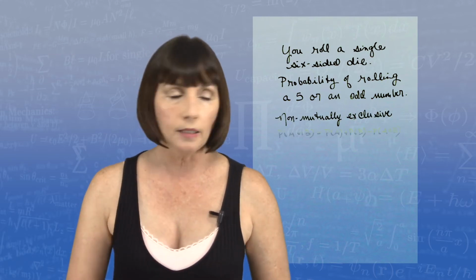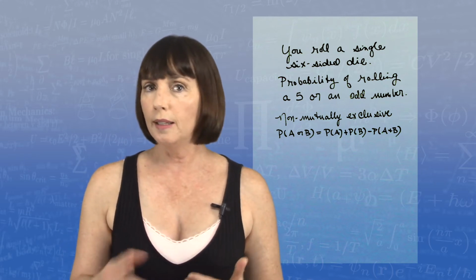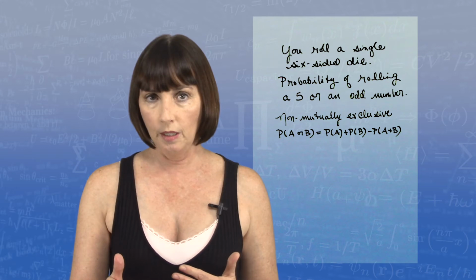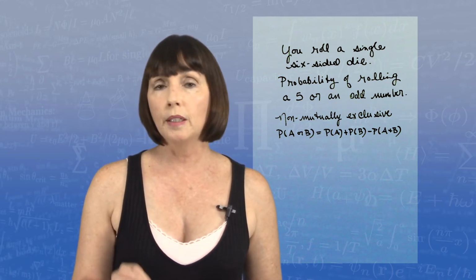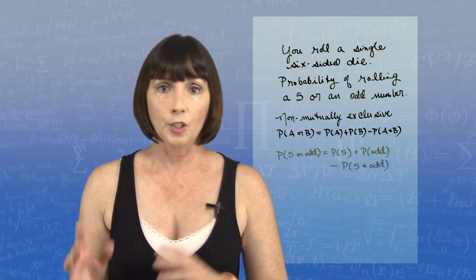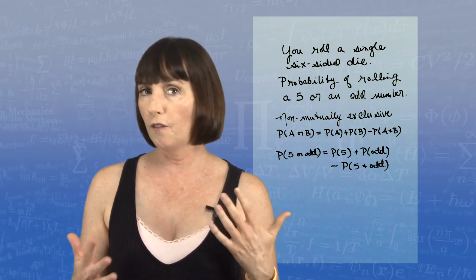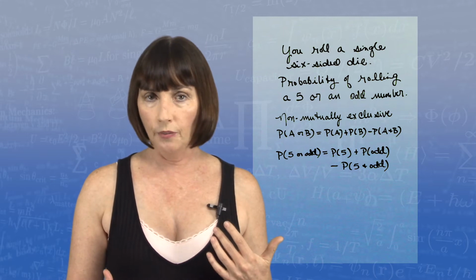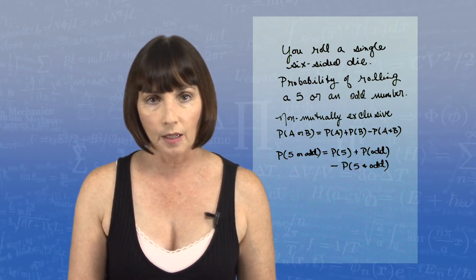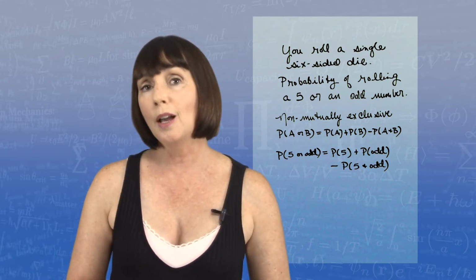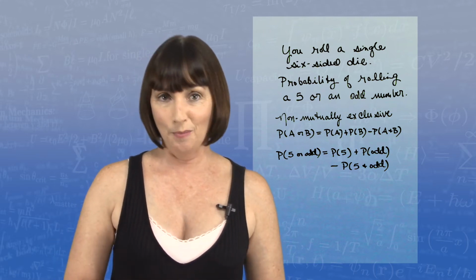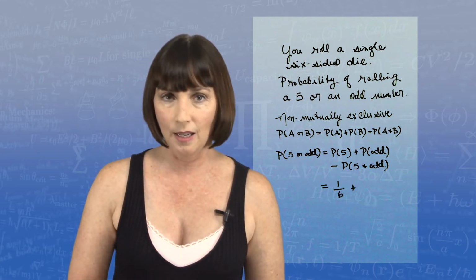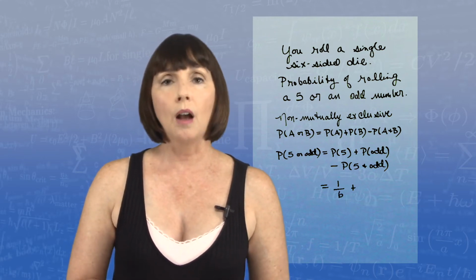So we'll remember that the probability of A or B in this case is equal to the probability of A plus the probability of B minus the probability of A and B. So we have that the probability of rolling a 5 or an odd number is equal to the probability of rolling a 5 plus the probability of rolling an odd number minus the probability of rolling a 5 and an odd number. Okay, so what's the probability of rolling a 5? It's 1 over 6. What's the probability of rolling an odd number?